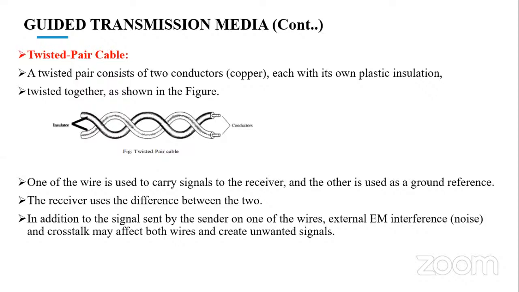In addition to the signal sent by the sender on one of these wires, external electromagnetic interference noise and crosstalk may affect both wires and create unwanted signals. What do you mean by these? Some sort of electrical disturbance. Electromagnetic interference will be there from the earth. That will create some noise.